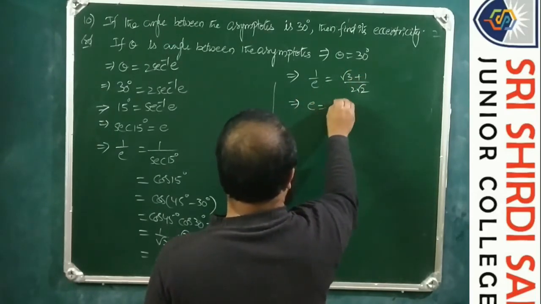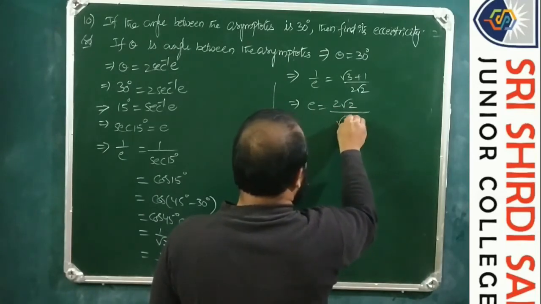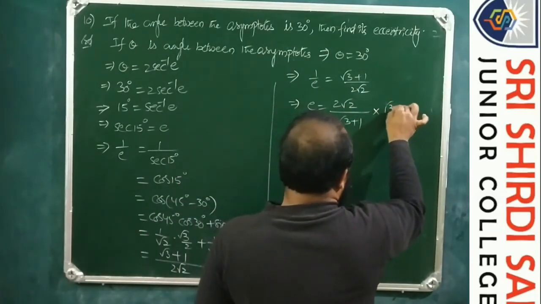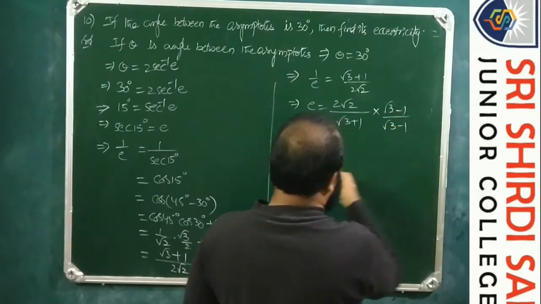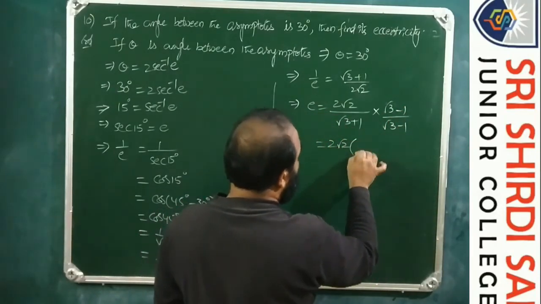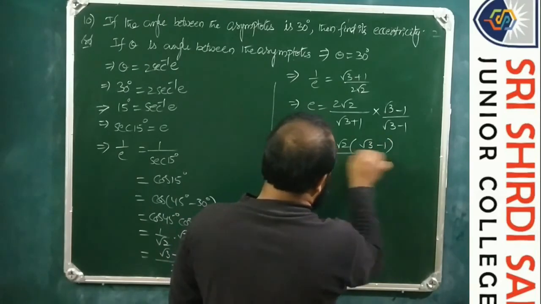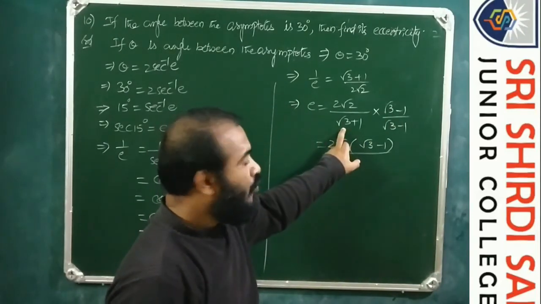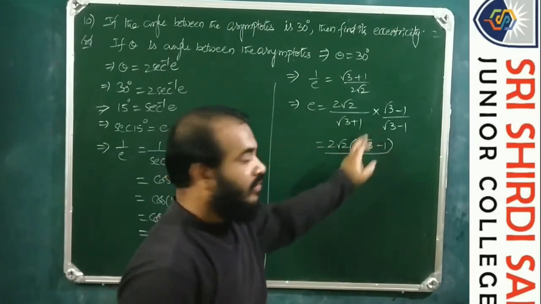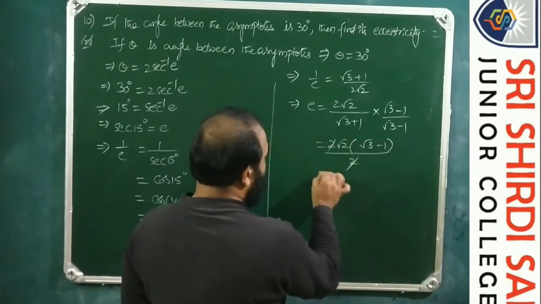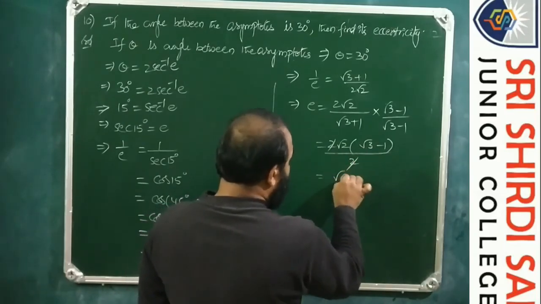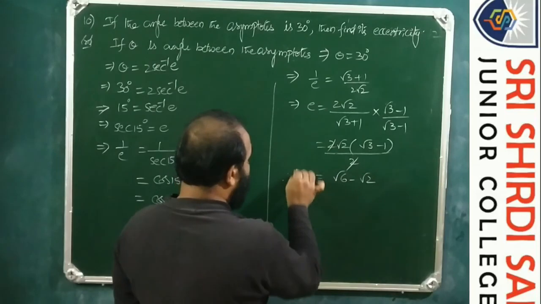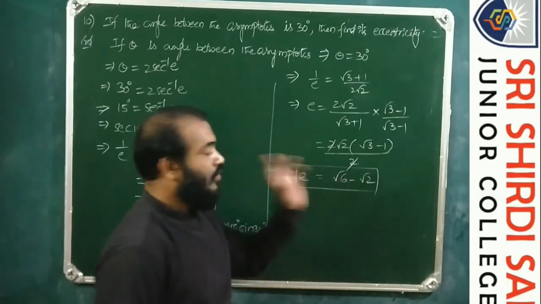From this, e = 2√2/(√3 + 1). Let us rationalize, multiplying by (√3 - 1)/(√3 - 1). So 2√2(√3 - 1)/((a + b)(a - b)), which is a² - b². √3 squared is 3, minus 1, so 3 - 1 is 2. So √2 into √3 is √6 minus √2 into 1 is √2. Therefore, e = √6 - √2.